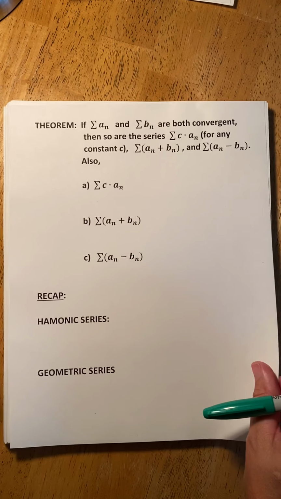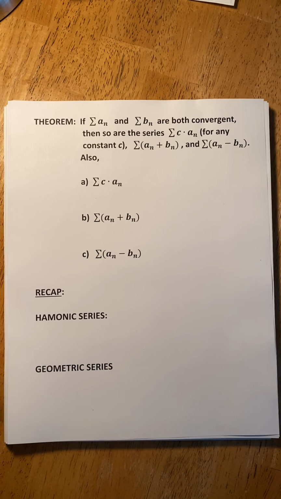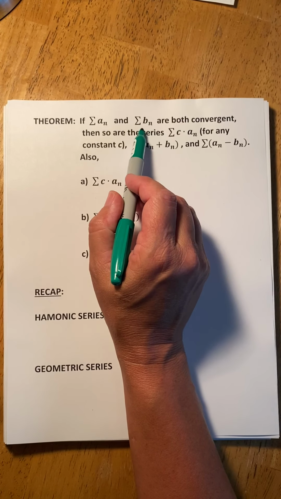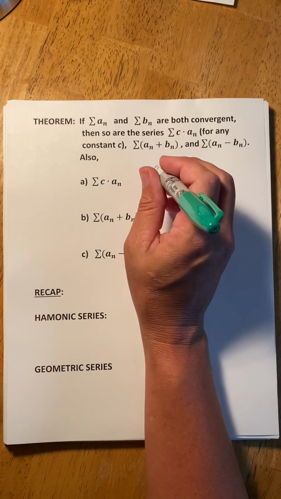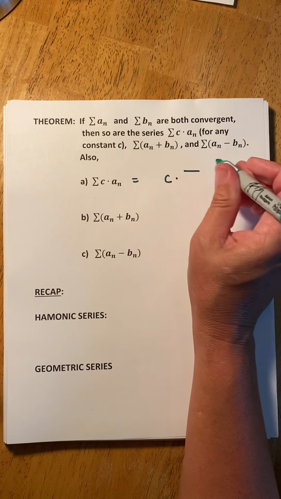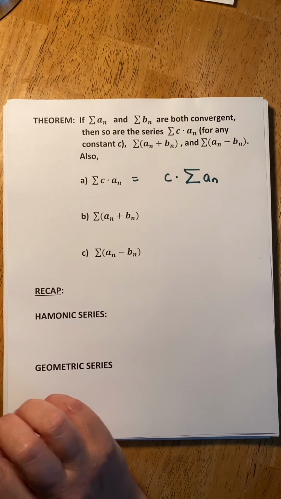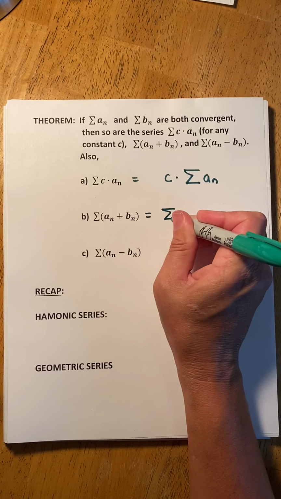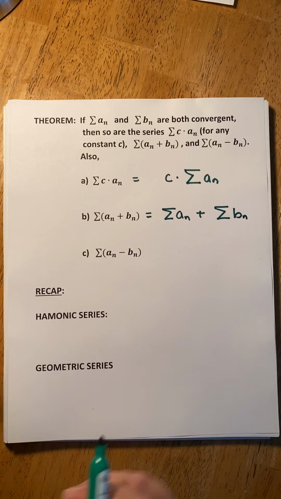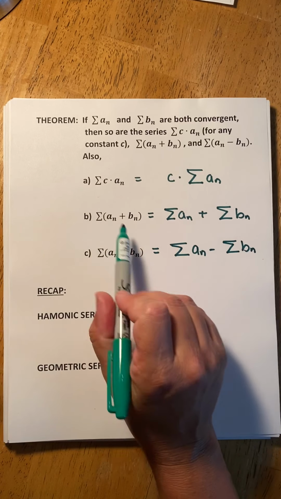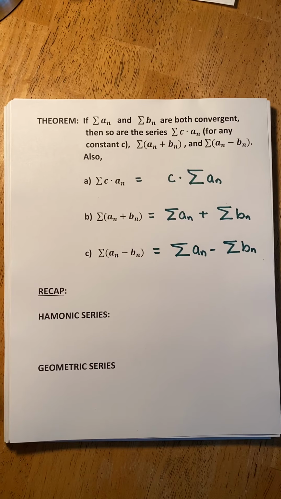A couple more theorems. If a_n and b_n are both convergent, then so is a constant times a series, the sum of those series, and the difference of those series. So if we start with two convergent series and multiply every term in the series by the same constant, it's just going to be the constant times the sum of the series. So we can pull a constant out front if it's helpful. If individually the series a_n and b_n both converge, then the series a_n plus b_n converges, and we can split it up and look at the pieces individually. And the same with the difference. If these both converge, we can take the difference. If either one of these diverges, then we can't make any conclusions about their sums and differences.